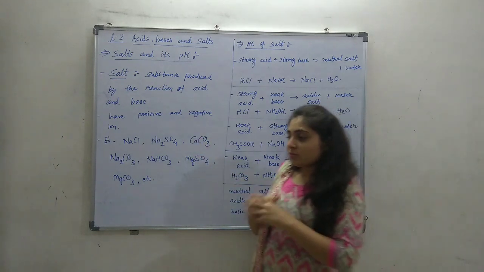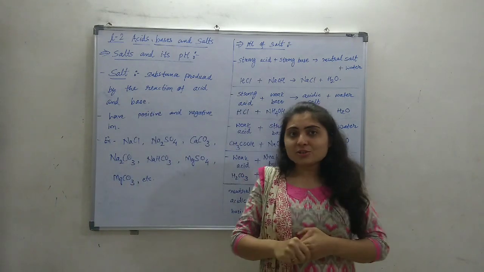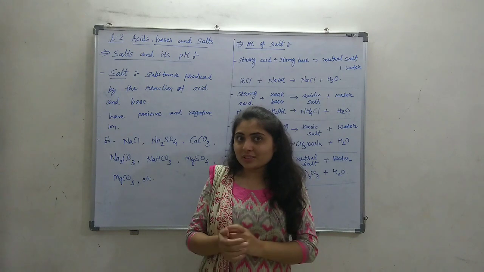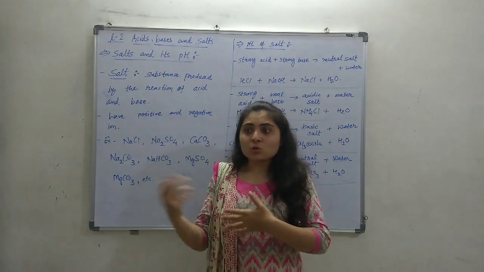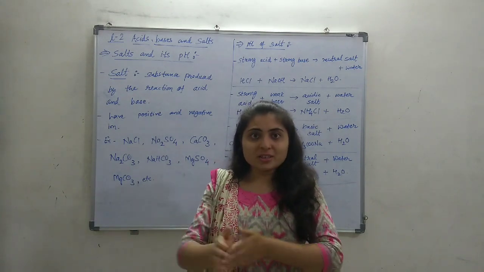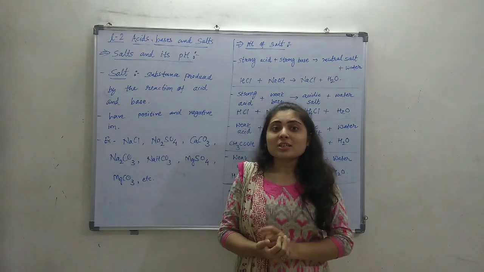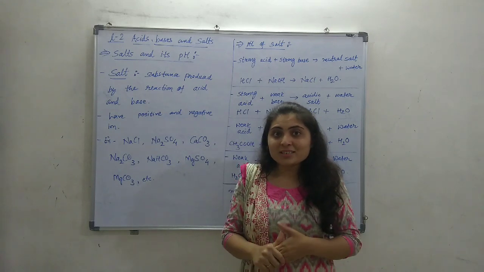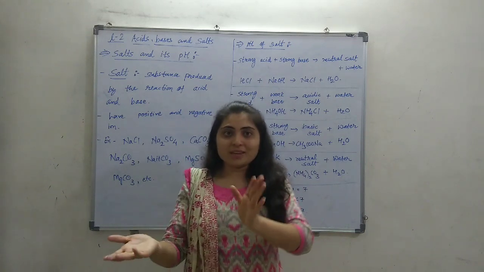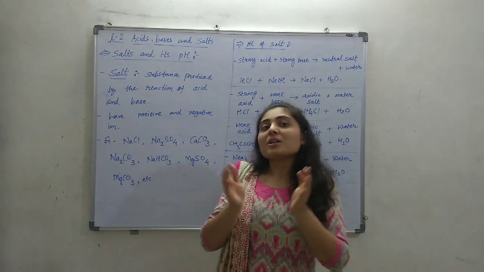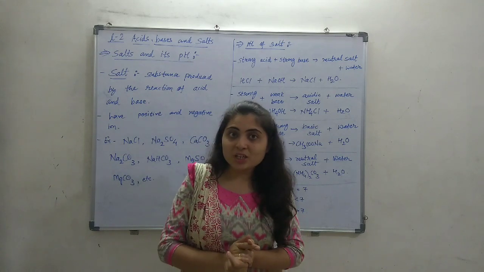Now, what is the pH of these salts? According to the definition of the neutralization process, the salt is formed from acid and base, right? So the acidic and basic natures neutralize each other and make a neutral solution. So salt has a neutral nature. That means its pH will be 7. For neutral, we have pH 7. Below 7 it will be acidic, more than 7 it will be a basic solution. But a neutral substance has pH 7. So salt has pH 7?